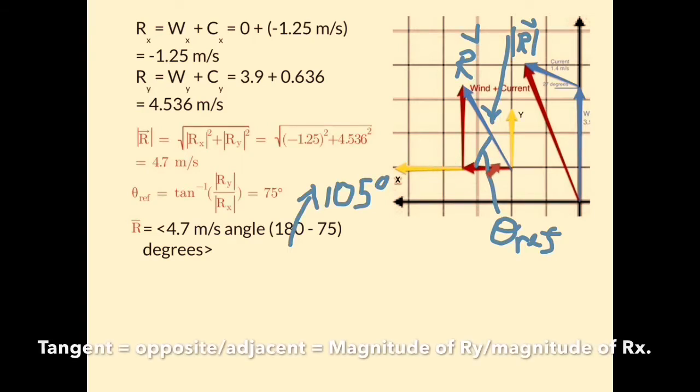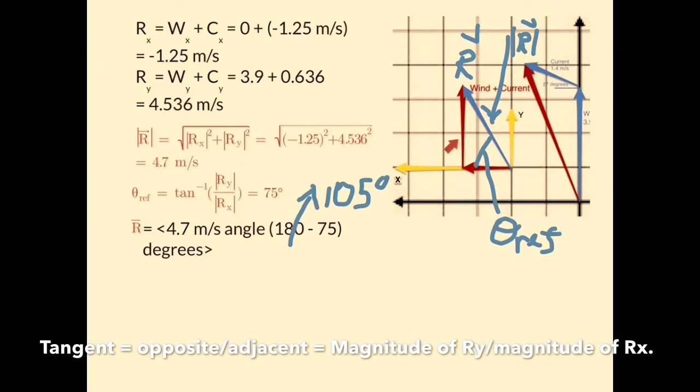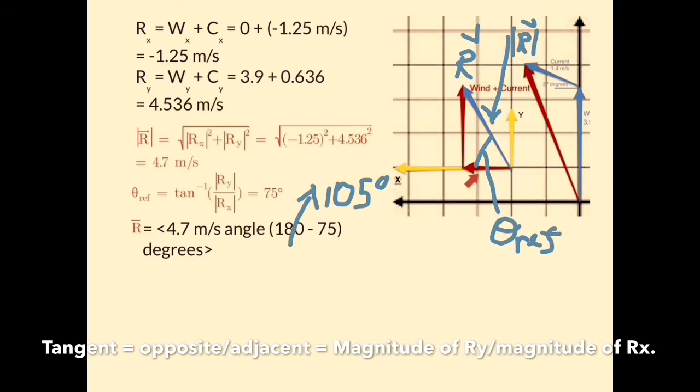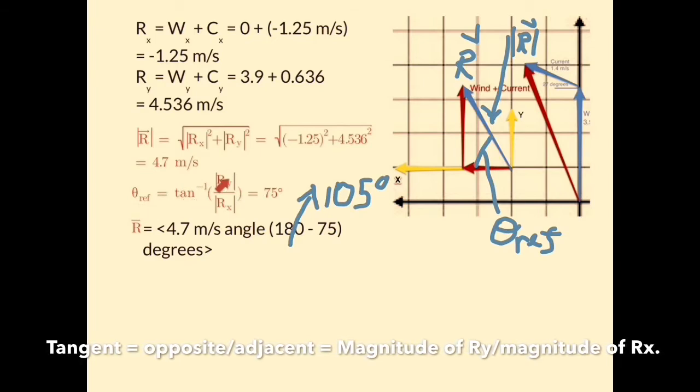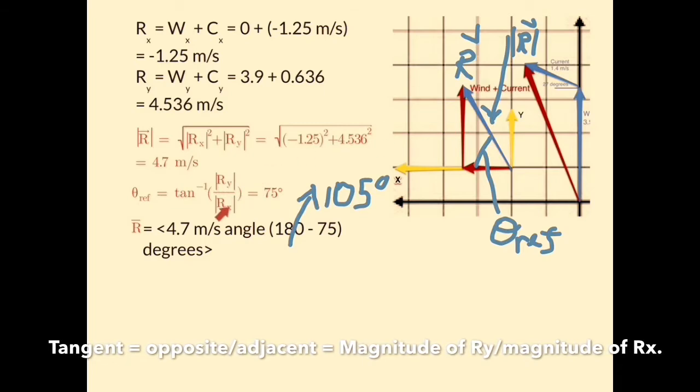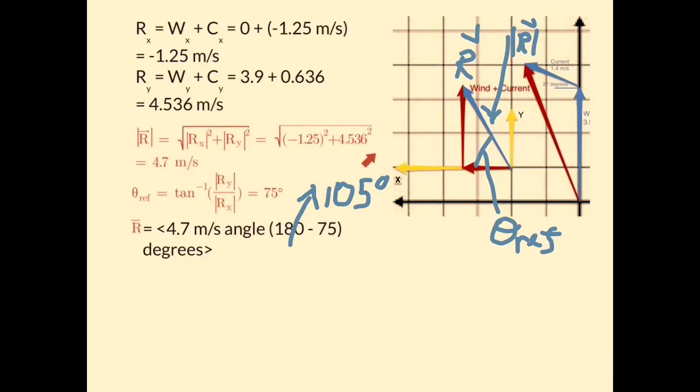The tangent of theta ref is the opposite, r sub y magnitude, over the adjacent, r sub x magnitude. But we want the angle itself, so we want theta ref, which is the angle whose tangent is the magnitude of r sub y, this, divided by the magnitude of r sub x, this. And we get that theta ref is 75 degrees.